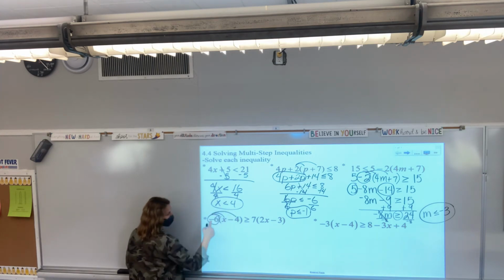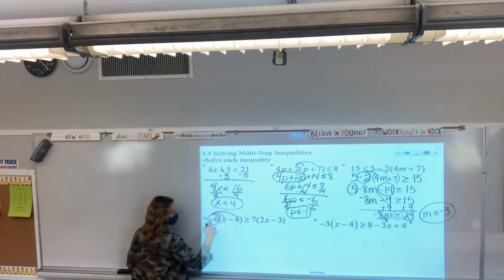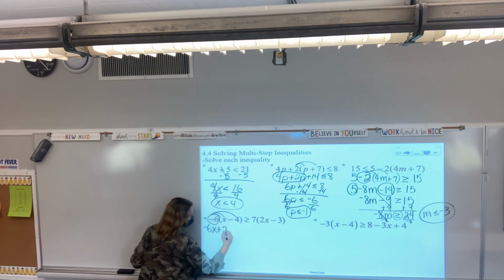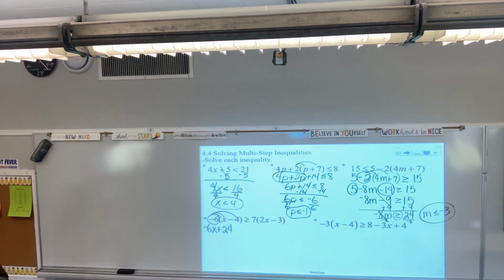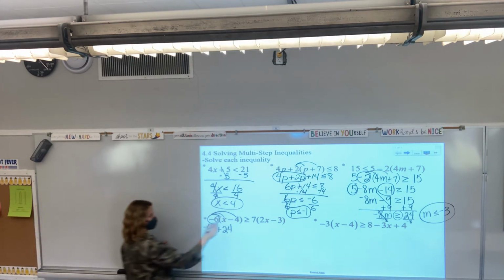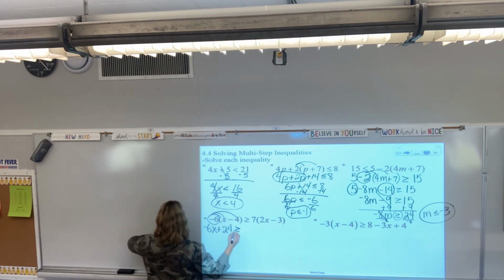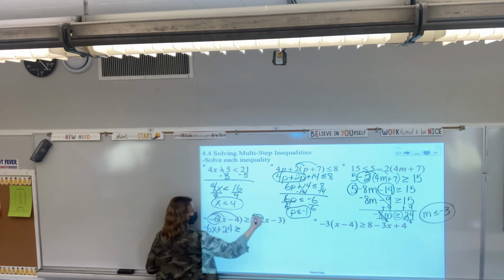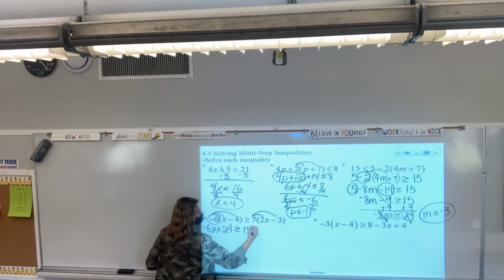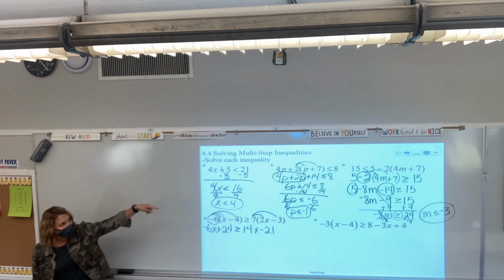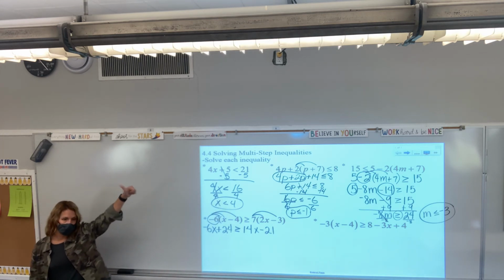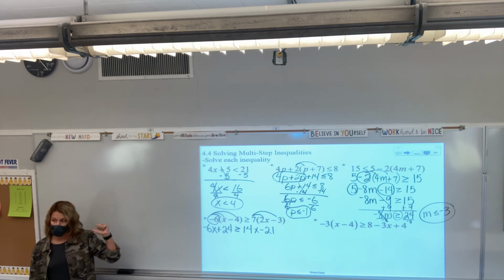Distribute negative 6. That's going to be negative 6x plus 24. Don't do any of this weird plus negative stuff, guys. Just make it, change it, rearrange it. Greater than or equal, distribute, 14x minus 21. Now, we just rewrote that problem because we wanted the variable on the left. So shouldn't I just move my variables to the left? Make my life easy? Yeah. Work smarter, not harder. Okay?